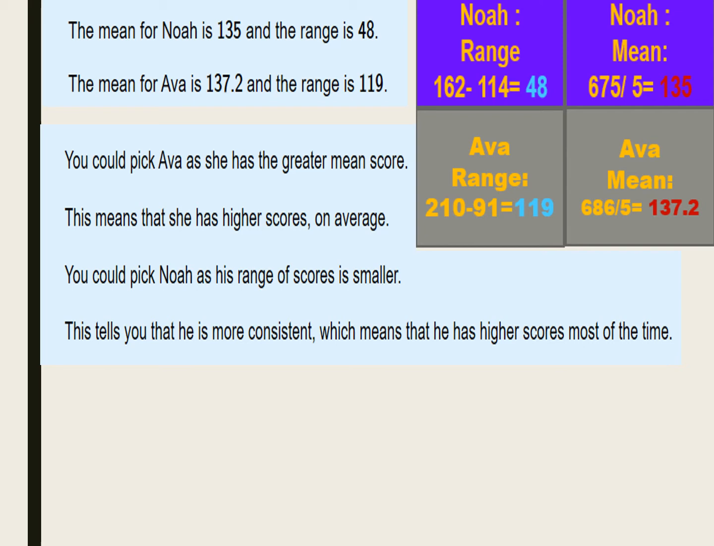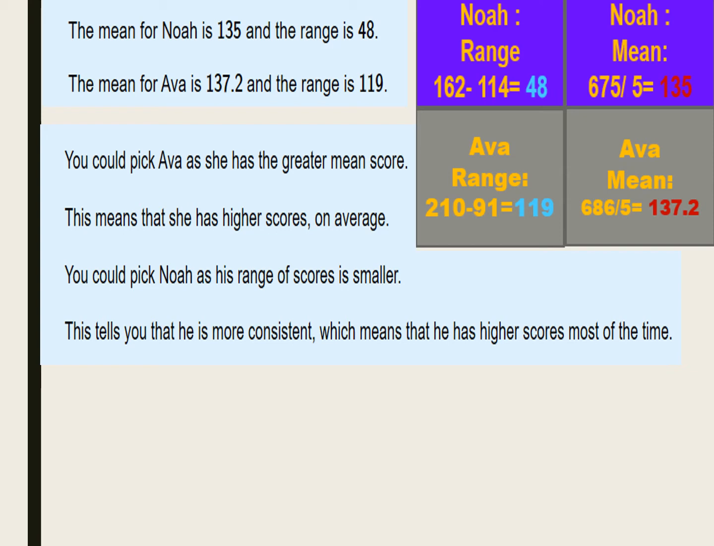But I also can pick Noah. Why? Because his range of scores is smaller. It's 48. When the range is small, it means the numbers are very close to each other. As if you are taking, for example, marks like you took the first time 12 and then you took 14. The difference between them is small. But if you took 5 and then you took 20, it's a wide spread between these two.